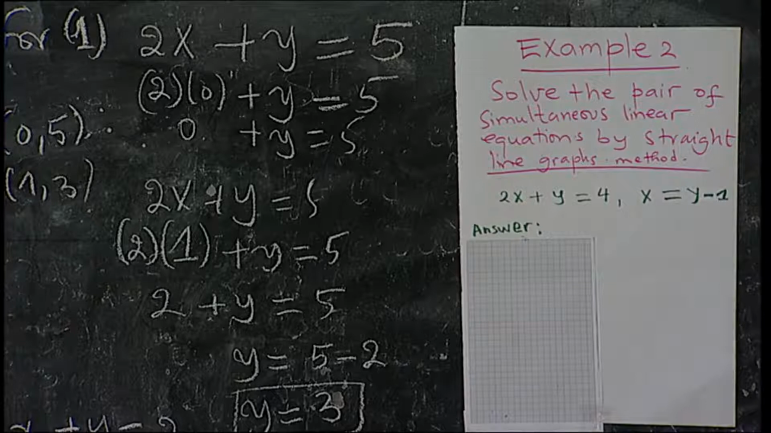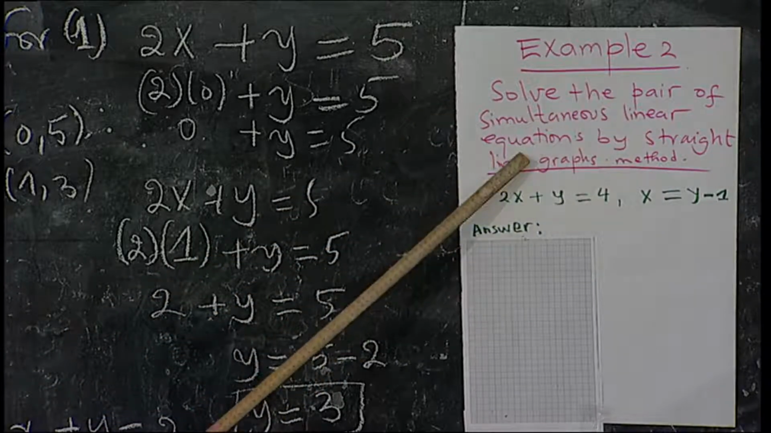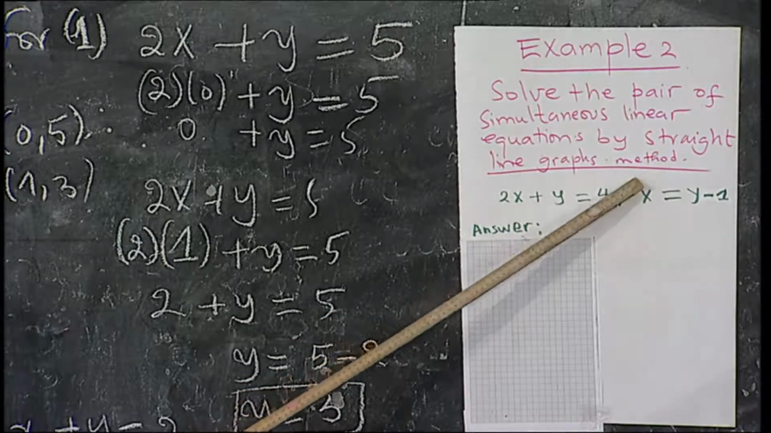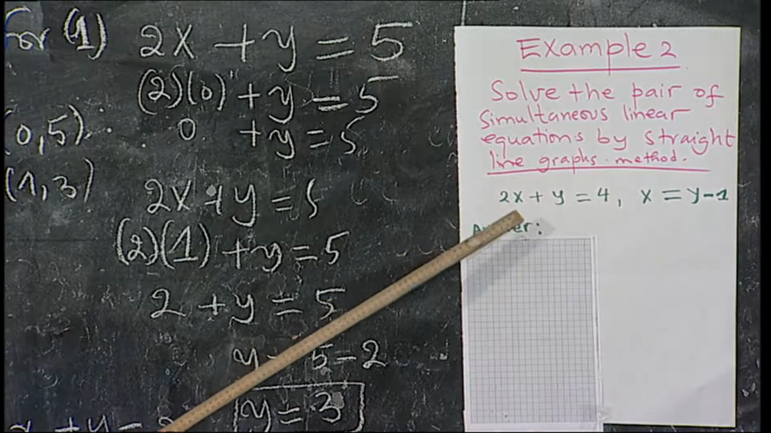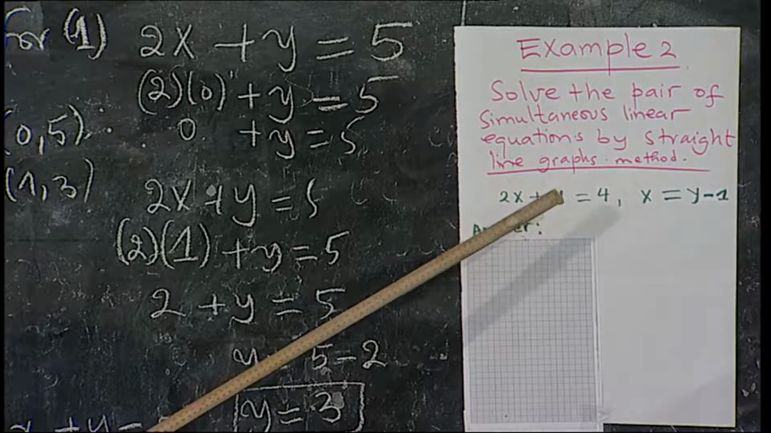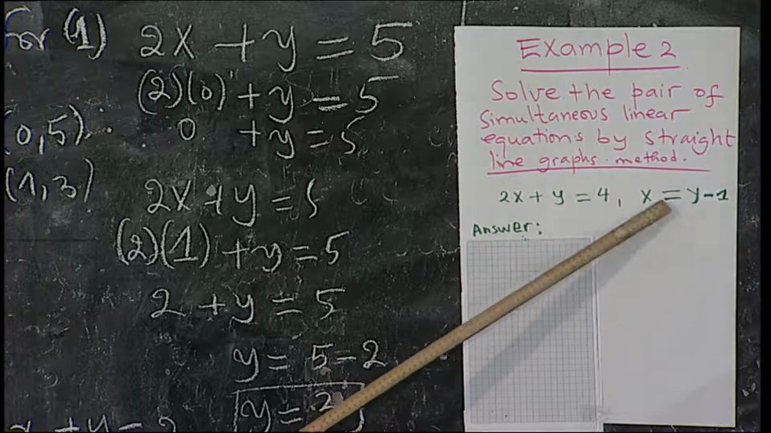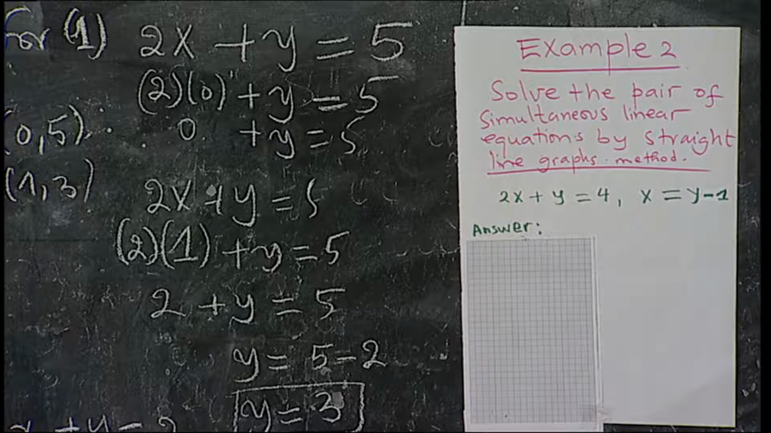Try it. Solve the pair of simultaneous linear equations by the straight line graph method. This is the graph method. We will learn other different methods later. The equations are 2x plus y equals 4, and x is equal to y minus 1. So have a short time, then we do it together.